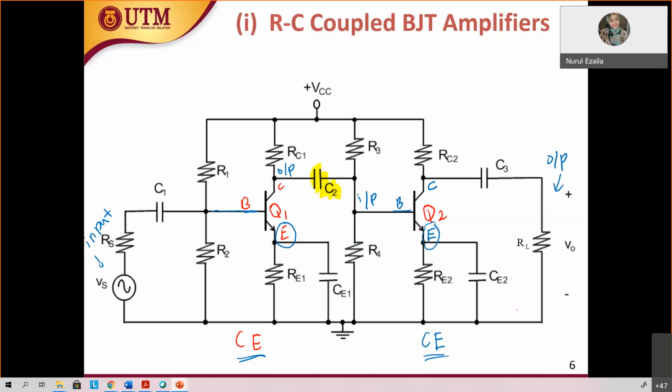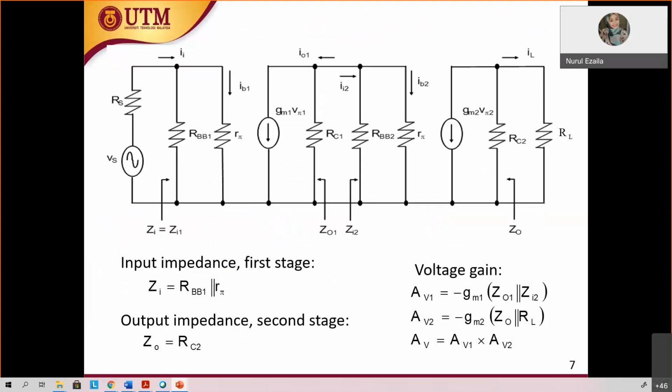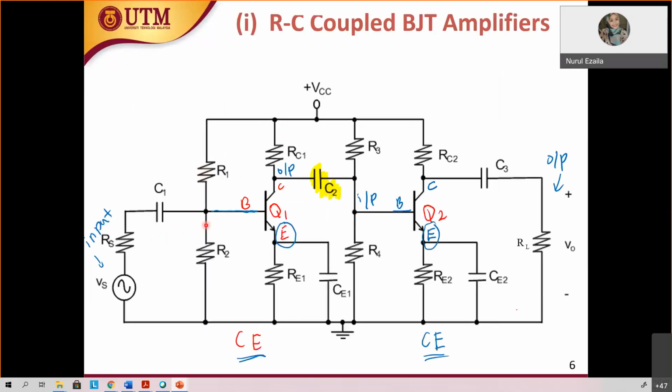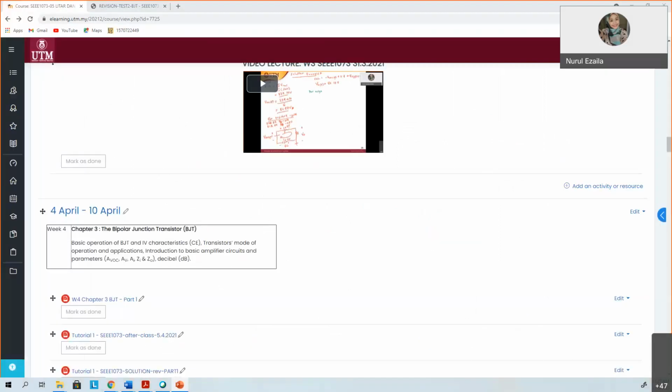All right, so let's take a look at this. This is what it looks like. Do you still remember the common emitter? For a common emitter, you have R pi, you have gm V pi, and then you put everything at the input. Let's do it together.